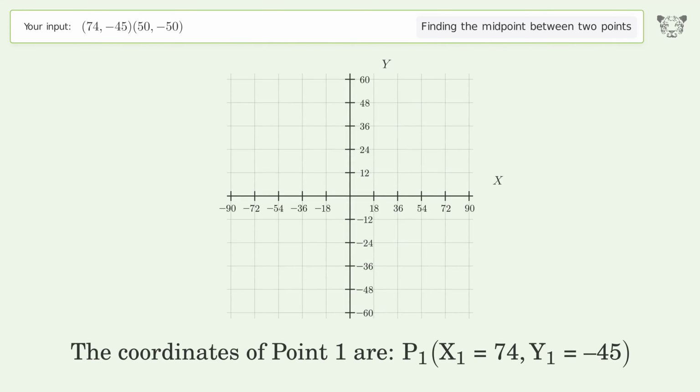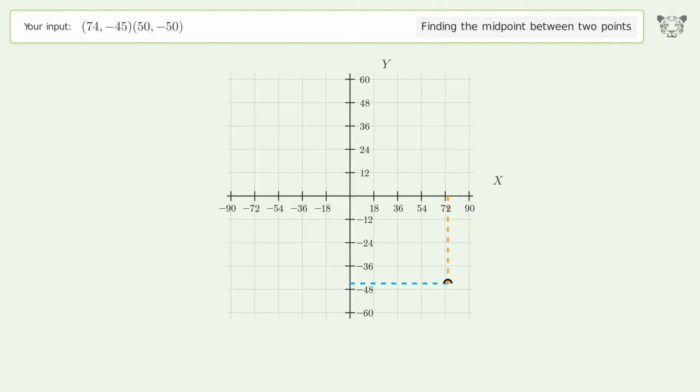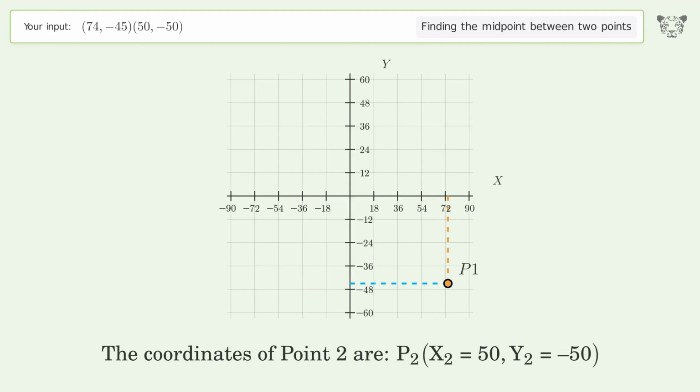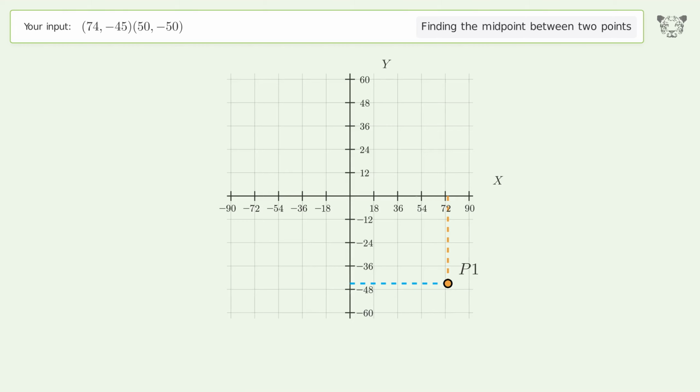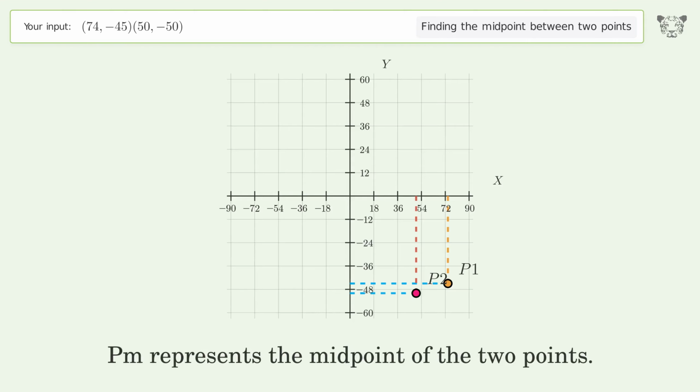The coordinates of point 1 are, x1 equals 74, y1 equals negative 45. The coordinates of point 2 are, x2 equals 50, y2 equals negative 50. PM represents the midpoint of the 2 points.